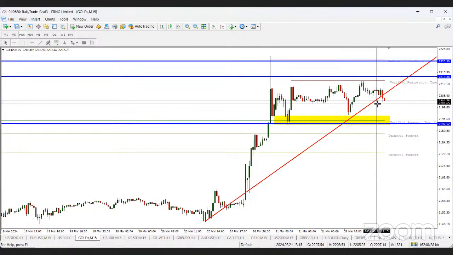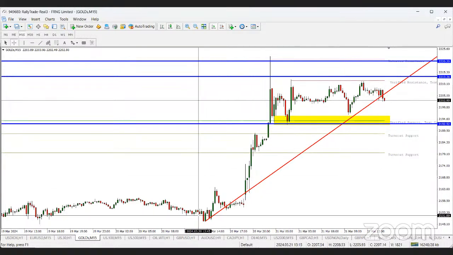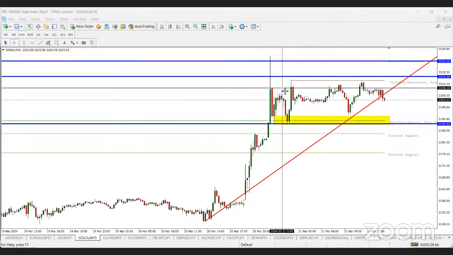So the two buys I have for gold: one is at 2213 to buy all the way to 2220, and another one is at 2194 to buy up to 2200. Okay, that's how I'm going to trade gold. Let's move on.